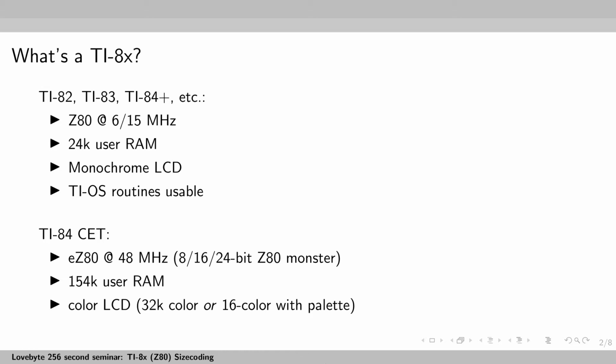There's also the TI-84 CE, which has an eZ80 at a much higher speed, but it's a somewhat ridiculous instruction set, so don't touch it if you can help it. It also has lots more RAM, and it also has a color LCD, which you can use in either a full screen, full color 32 color mode, or a 16 color paletted mode.